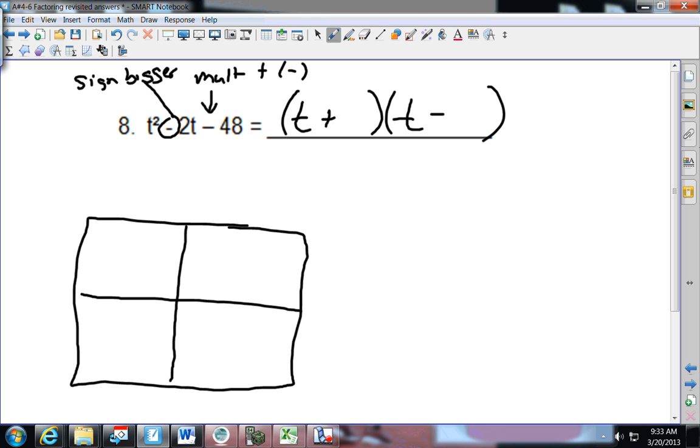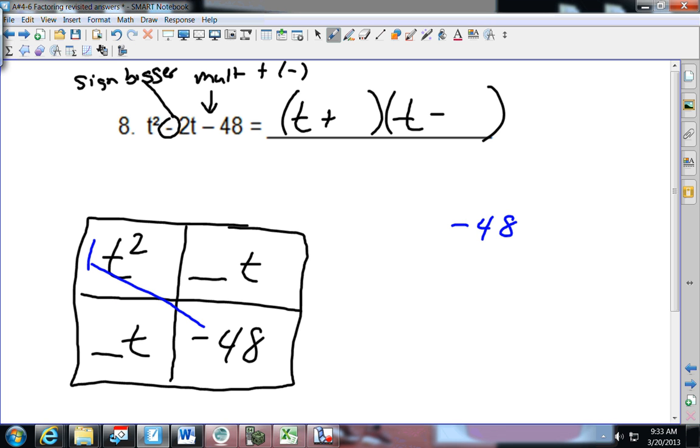Again, you don't have to do it that way. We can still go back through and do the box. T squared, negative 48. Something t, something t. There is a 1 in front of this. 1 times negative 48 is negative 48. I need the factors of negative 48 that give me negative 2.